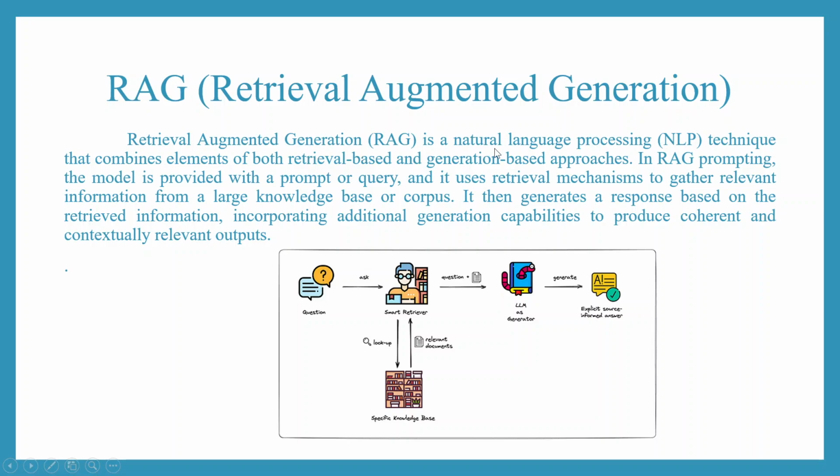Retrieval Augmented Generation is a natural language processing technique that combines elements of both retrieval-based and generation-based approaches. In RAG prompting, the model is provided with a prompt or query, and it uses a retrieval mechanism to gather relevant information from a large knowledge base or corpus. It then generates a response based on the retrieved information, incorporating additional generation capabilities to produce coherent and contextually relevant outputs. So let's try to understand RAG modeling by this figure.